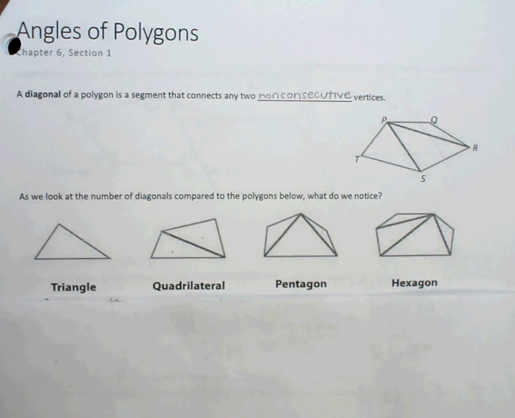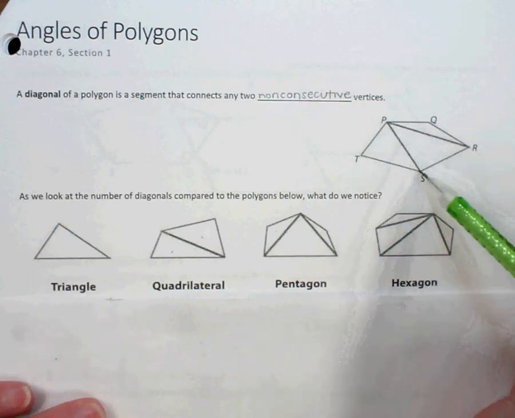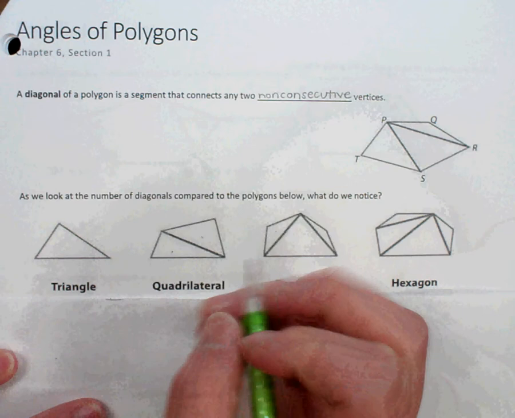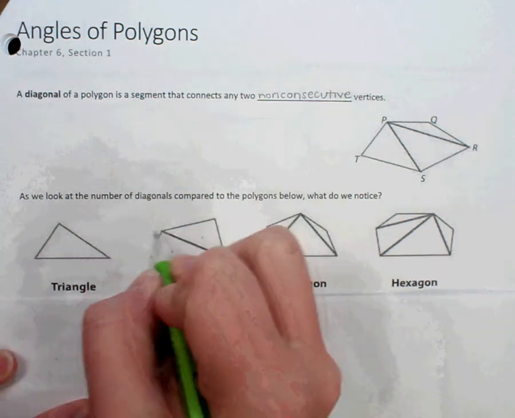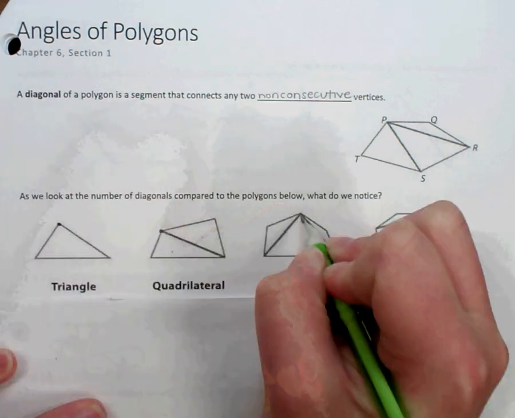So jumping right in, first we need to define what a diagonal is. A diagonal of a polygon is any segment that connects two non-consecutive vertices. Non-consecutive meaning not next to each other. And so here in this picture, we've got PR. That's a diagonal because P and R are not next to each other. And PS is another one. P and S are non-consecutive vertices, so that line segment that connects them is a diagonal.